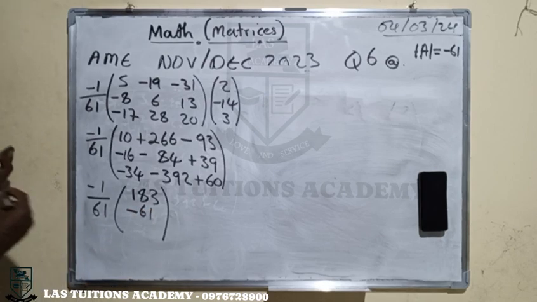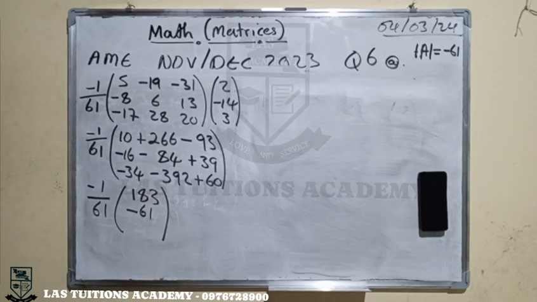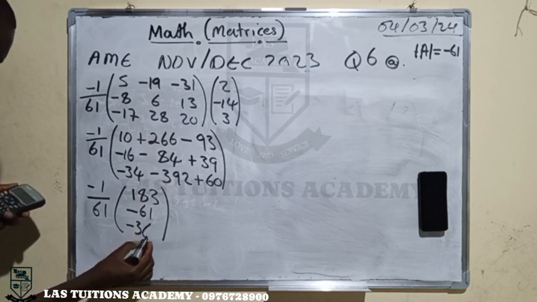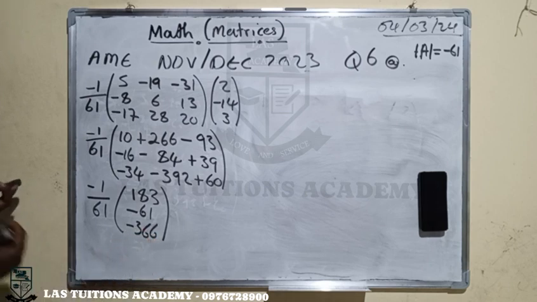Then the last one, when we go to the last one, we are going to get 60 minus 392, minus 34. So you get negative 366.